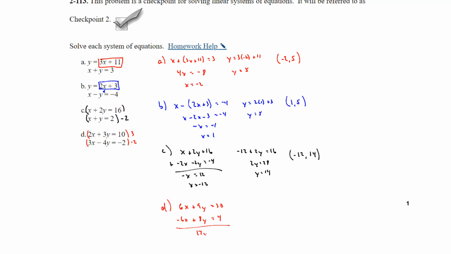I'm left with 17y is equal to 34. Divide by 17. Y is equal to 2. Plug that back into one of your original equations. We'll get 2x plus 3 times 2 is equal to 10. Subtract the 6. Divide by 2. And x is equal to 2 as well. So the ordered pair is 2, 2.